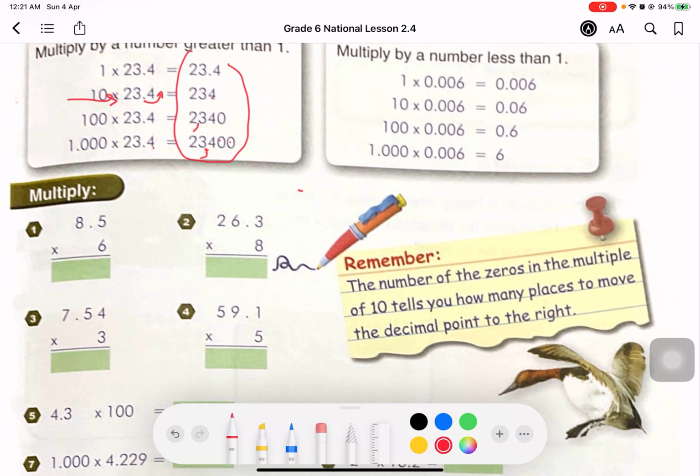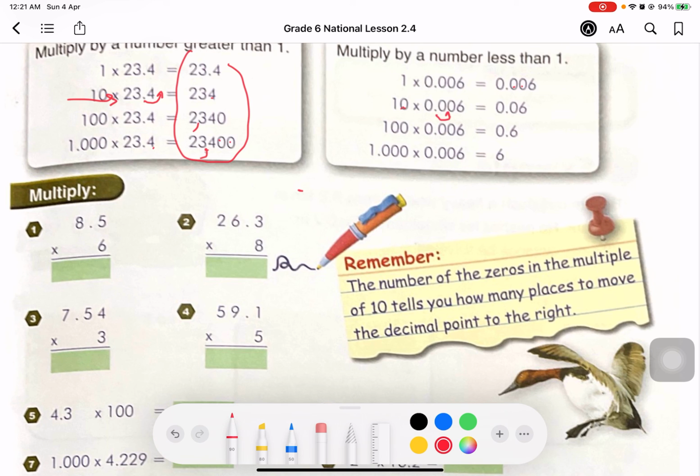I started with 23.4. Okay, now multiply by a number that is less than 1. If you are multiplying by 1, your number will stay the same. It will be 6,000. Look, I am far from the decimal 3 places. Now if I multiply this number by 10, this means that my decimal will move 1 step. Okay, it will move here like that.